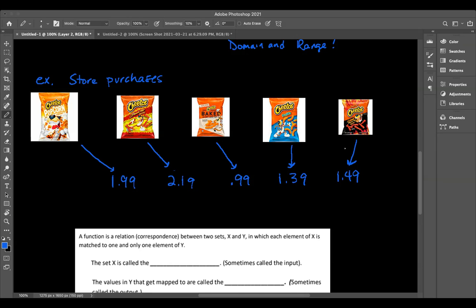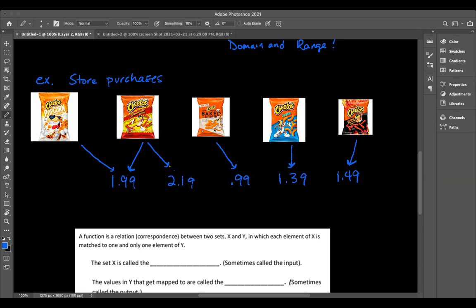Now, when would it not be a function? When does it get confusing? Let's think about it. If I went into the store to buy the Flaming Hot Cheetos, what if they had two prices on them? Basically, one has $1.99 and the other has $2.19. What are you going to do in the store? You're going to argue with the store manager, like, what's the real price of Cheetos? It's $1.99 and $2.19, and you're always going to argue for the lowest price of $1.99 because you want to save money.